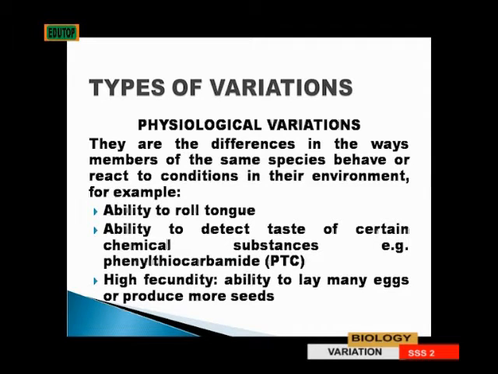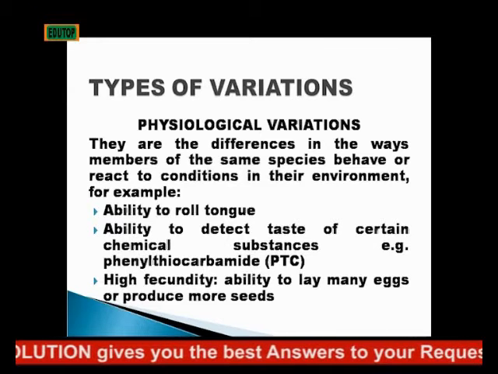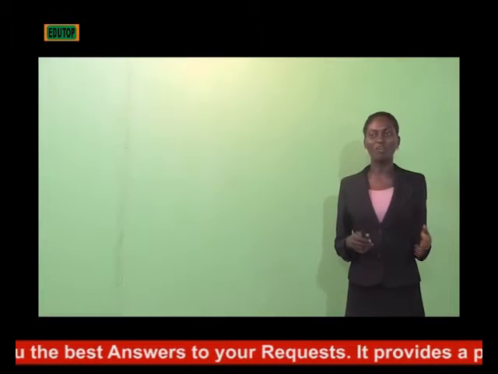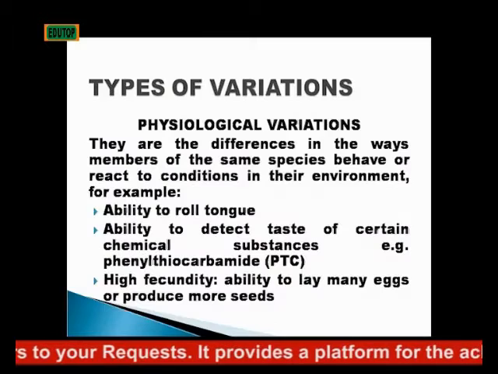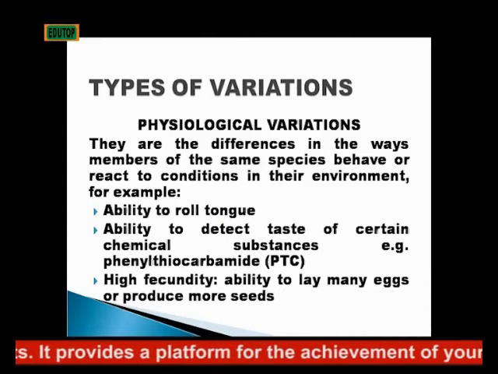Physiological variations are differences in the ways members of the same species behave or react to conditions in their environment. An example of physiological variation is the ability to roll the tongue. Some people can roll their tongue, while some cannot.